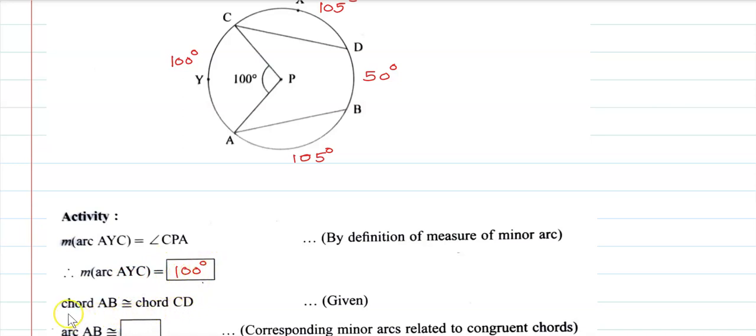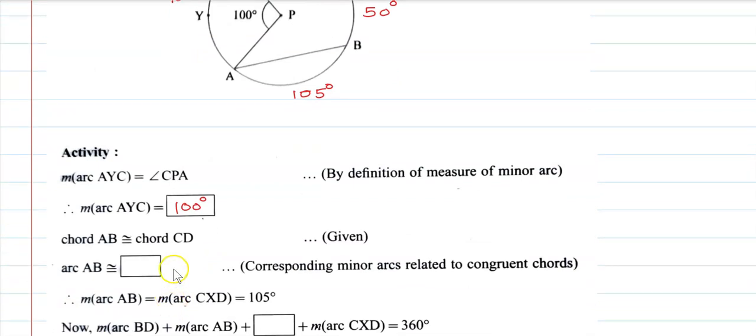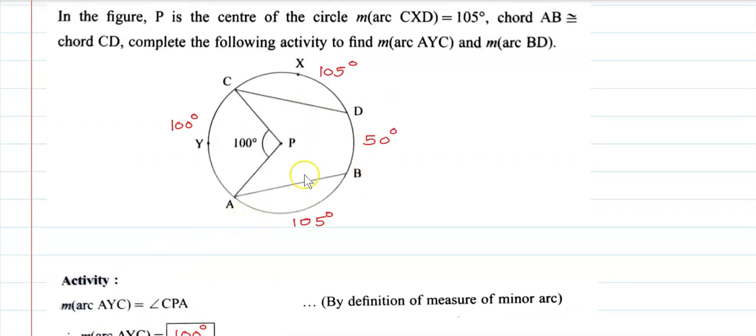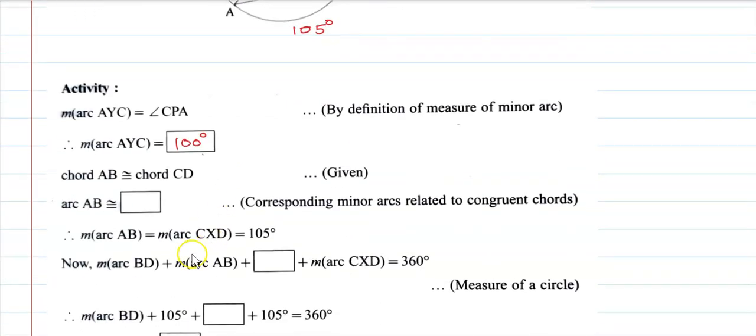Next, chord AB is congruent to chord CD. That's given. Arc AB is congruent to arc CXD, corresponding minor arcs related to congruent chords. Measure of arc AB is equal to measure of arc CXD, which is equal to 105.